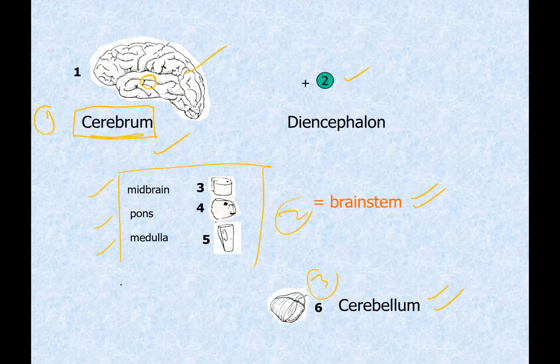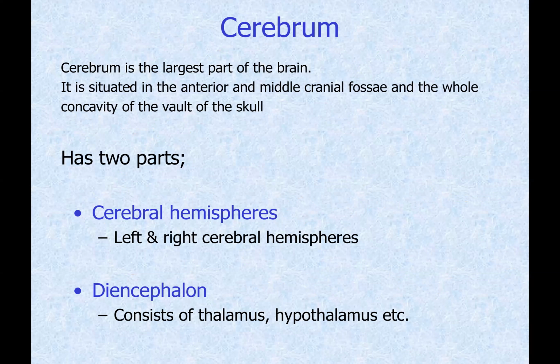There are a lot of clinical problems associated with the brainstem. Then there are clinical issues associated with the cerebellum and cerebrum itself. Once you classify it as cerebrum, brainstem, and cerebellum, the cerebrum is the largest part of the brain compared to the other two parts, and it is situated in the anterior and middle cranial fossae. If you draw the skull, you have the anterior, middle, and posterior cranial fossae. The anterior and middle cranial fossae are occupied by the cerebrum, and in the posterior cranial fossa you get the cerebellum, and the brainstem passes between the two. We'll come back to it later.